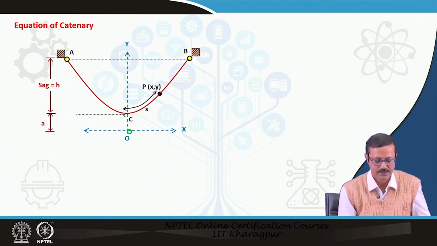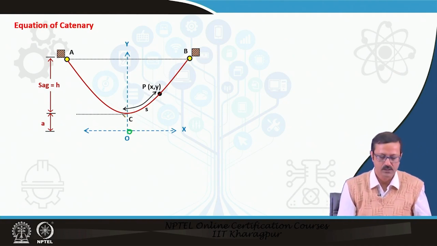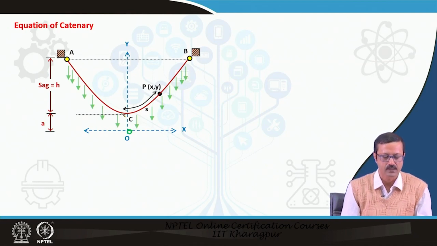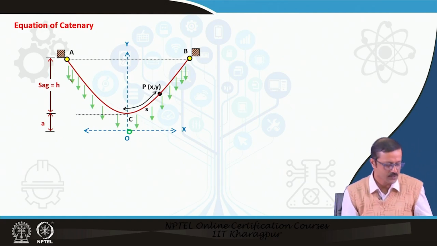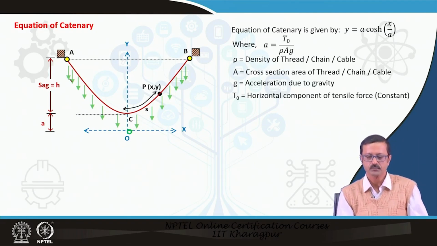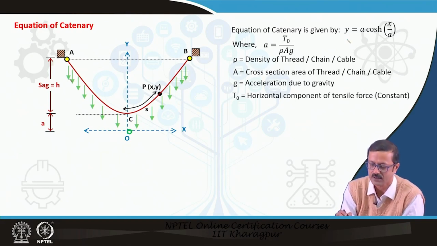chain S, that is the curve length, and this is under loading. If you take the uniform weight of each millimeter or each centimeter, this uniformly distributed load gradually densifies towards the end, and because of that the shape is going to form. And the equation of the catenary can be given like this.